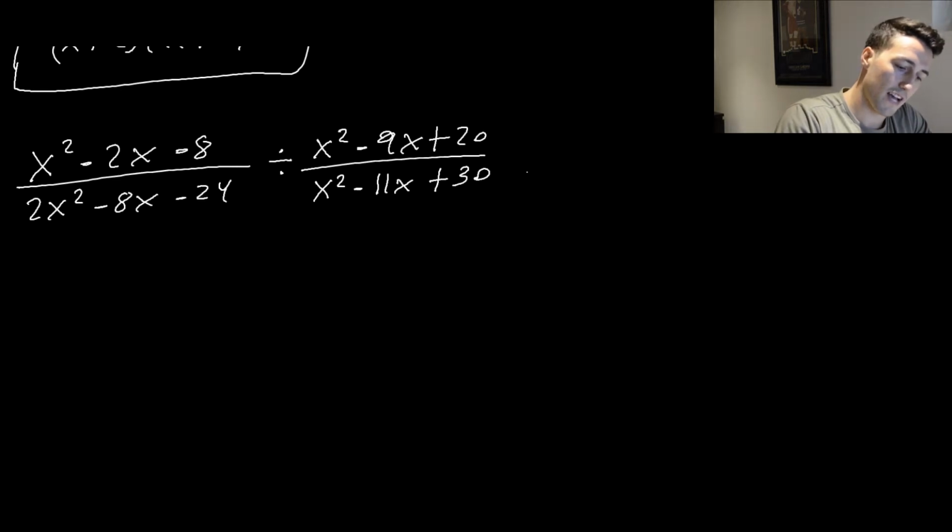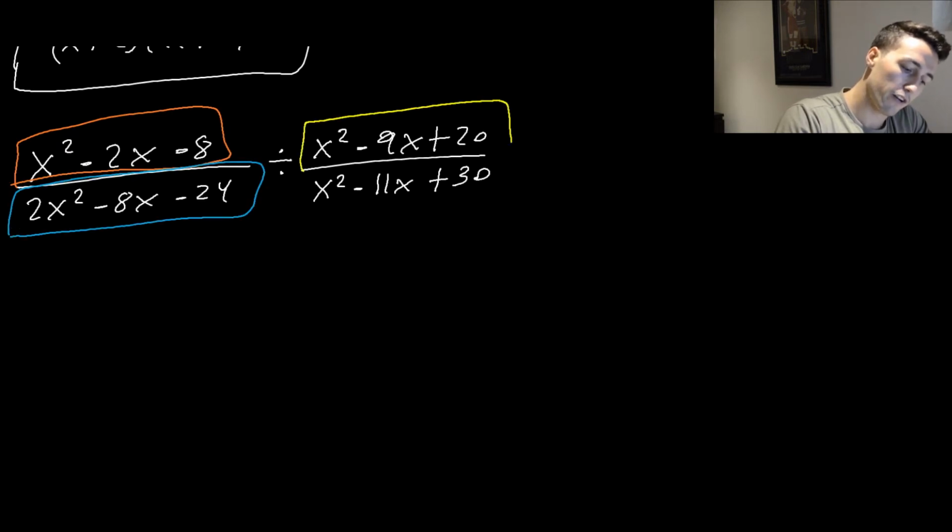So we're going to do the exact same approach. We're going to look at this numerator here, factor it, and we're going to look at the denominator here and factor that version. Look at the numerator over here, factor this, and look at the denominator, I'll do it in green, on this side, and factor that.